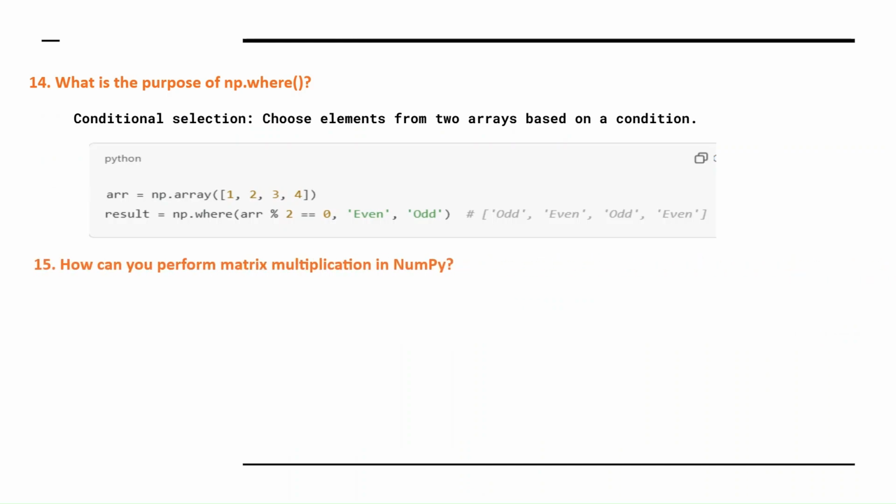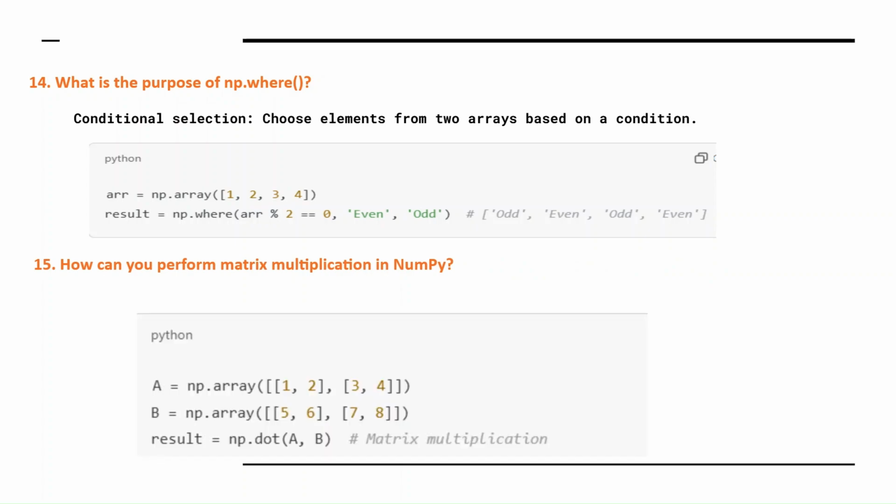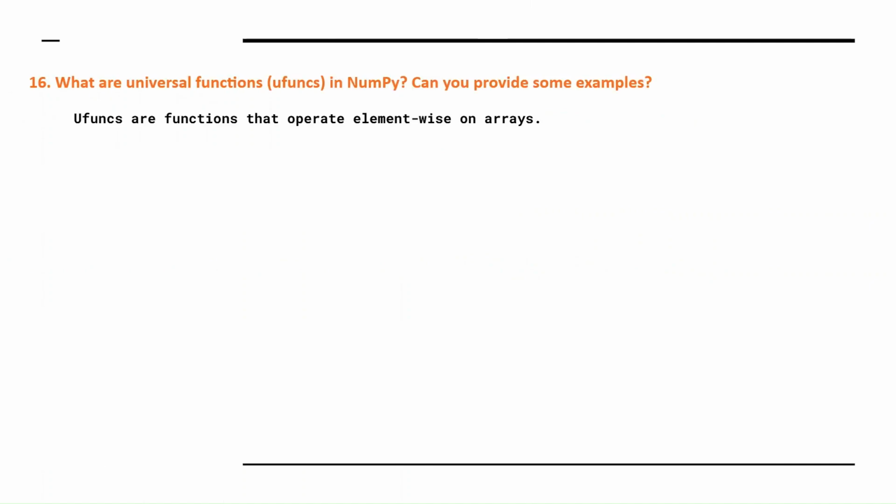How do you perform matrix multiplication in NumPy? We can use the np.dot operator to do this. What are universal functions in NumPy? Can you provide an example? Universal functions operate element-wise on an array. Like here we can use the sine function on each element of that array.